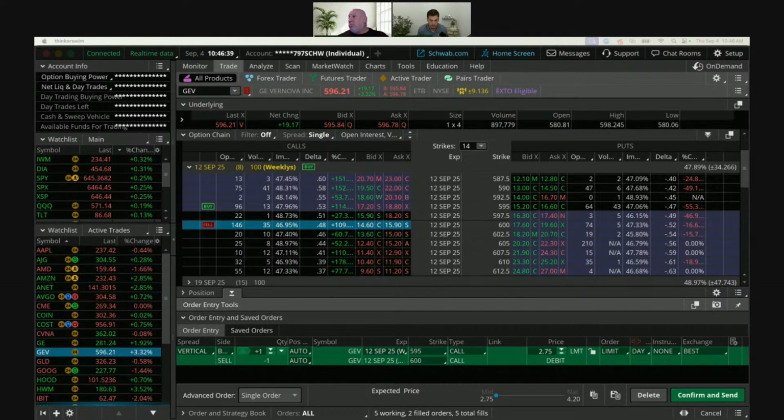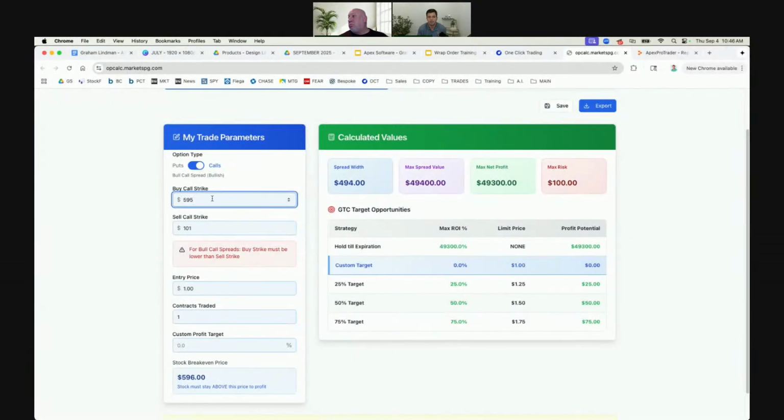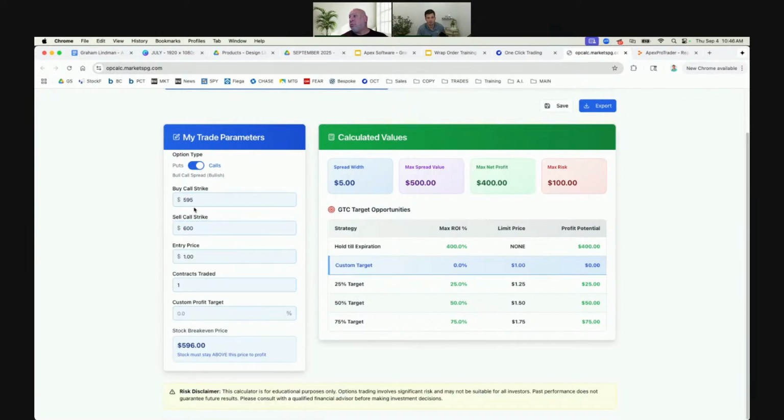Okay, the calculators. So we're buying the 595 call strike. We're going to sell the 600. Very easy. We're putting that in the calculator. We're going to set our entry price at 250. We can bump it to 260 if we need to. It looks like that's where it's trading now. But for example's sake, let's look at this. Right now, that is $250 risk per contract to double our money.